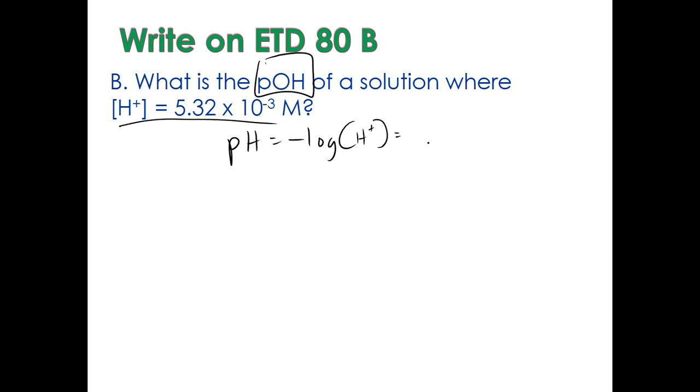Cool, I've got those numbers, so I can just plug it in. The negative log of 5.32 times 10 to the negative 3rd. This is when we wish we were in class so that we could actually take a look at your calculator if you're having trouble with figuring out your logs, and then make your life easier after that.